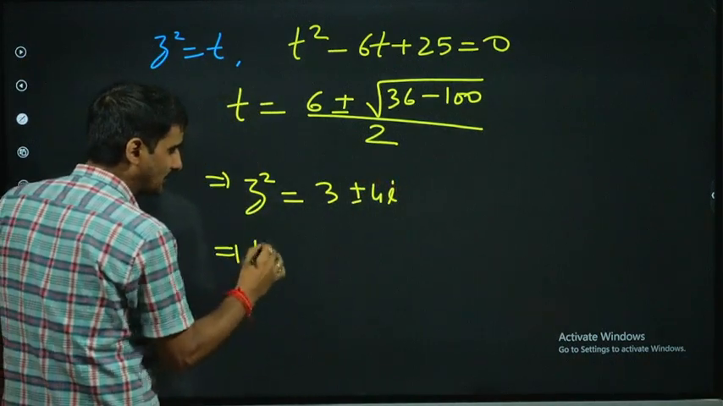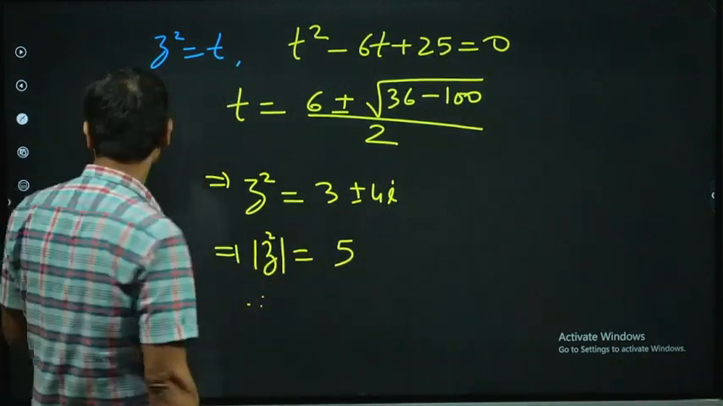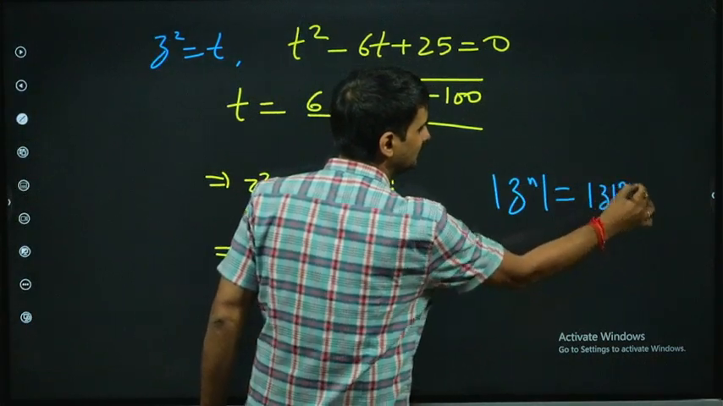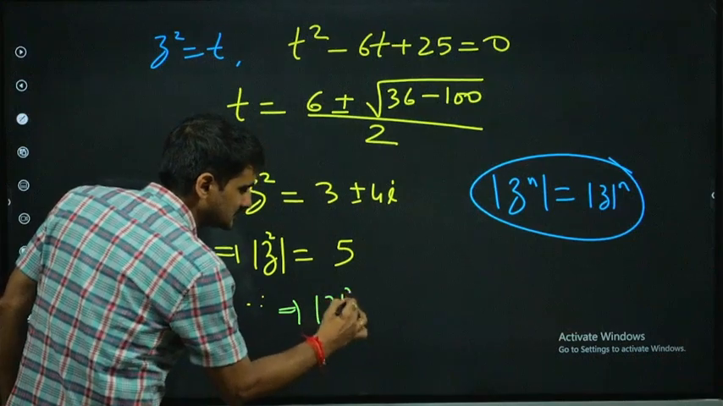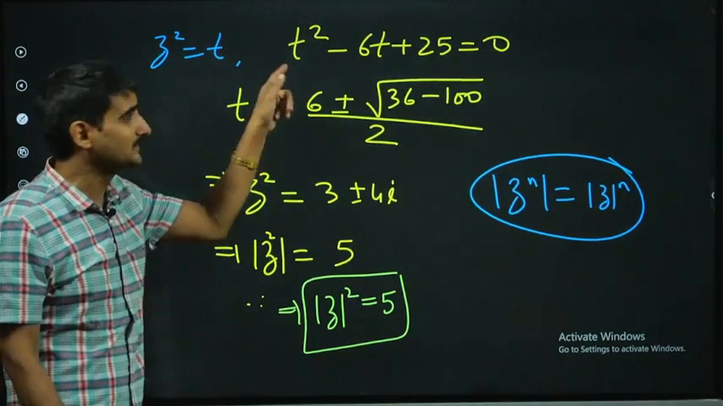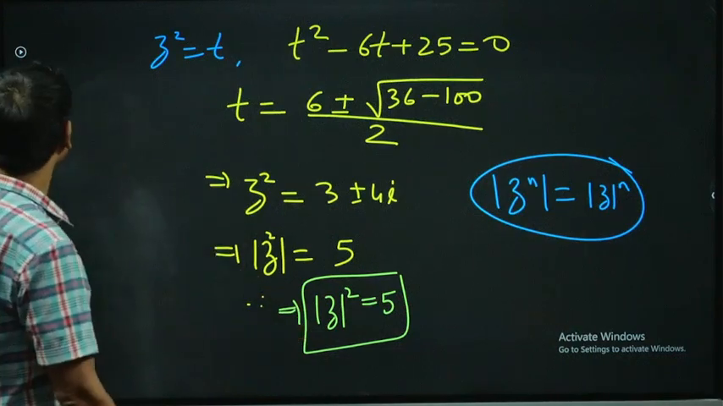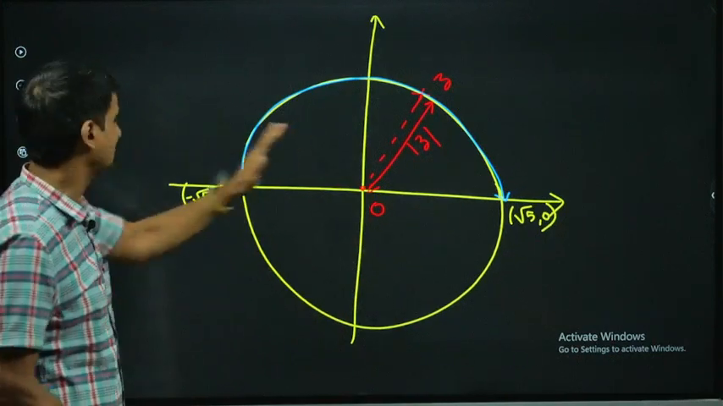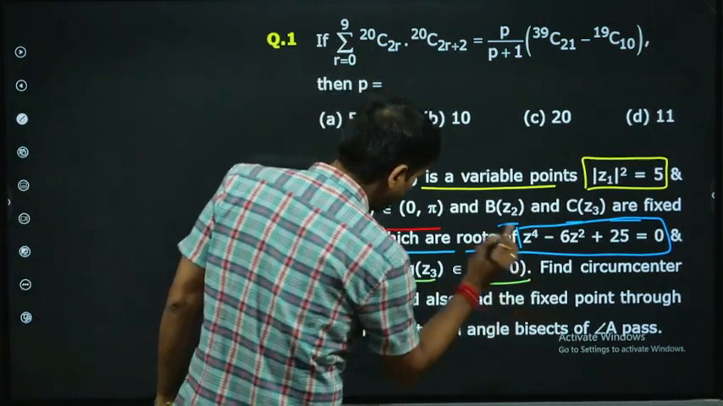So what does that mean? Mod of z square is what? 5. But modulus has a property which says that modulus of z to the power n is the same as mod z whole to the power n. So using that we can say mod z whole square is 5. Now what does that mean? Both z2 and z3, which are roots of this equation, also satisfy the same equation, the circle's equation, mod z square is equal to 5. So z2, z3 also lie on the same circle. That's it.